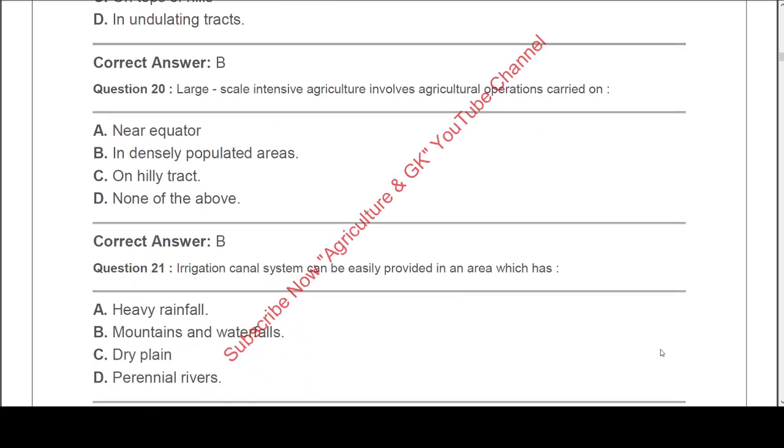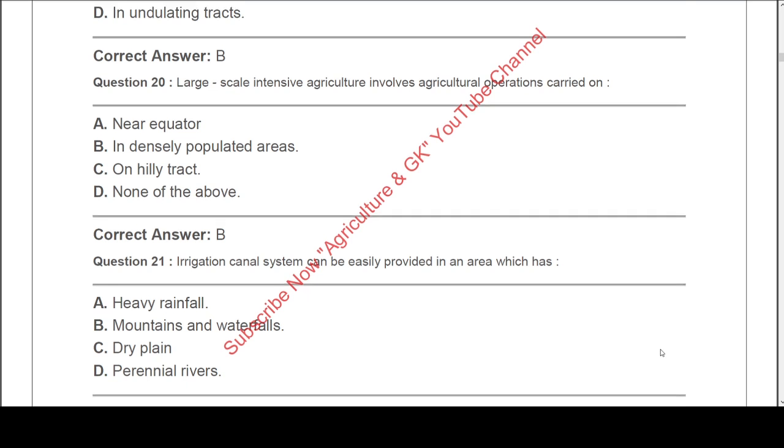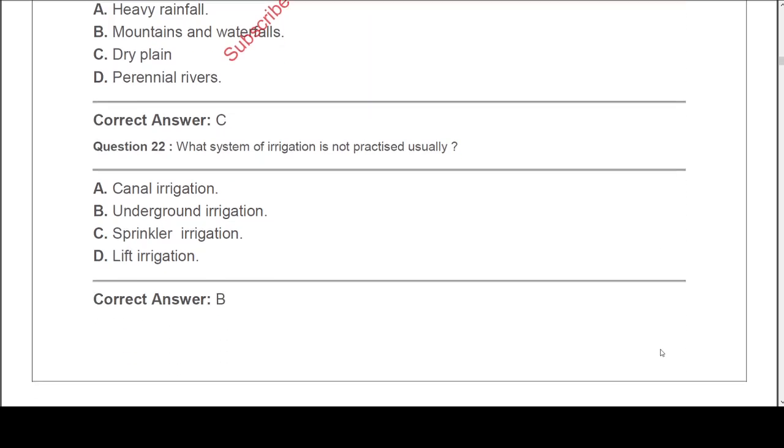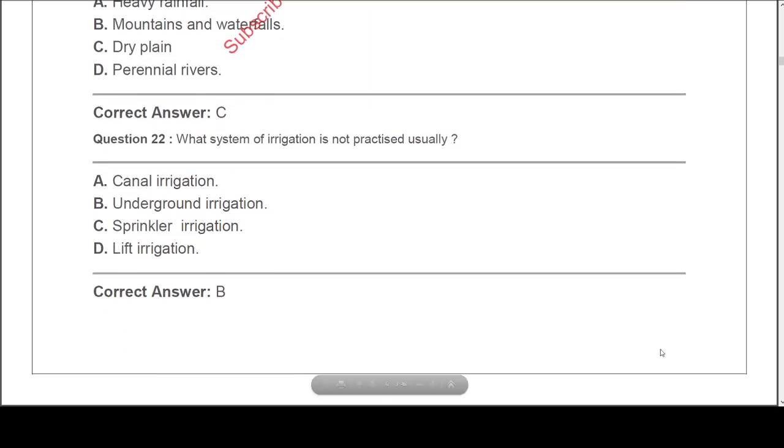Large-scale intensive agriculture involves agricultural operations carried on in densely populated areas, option B. An irrigation canal system can be easily provided in an area which has, option C, dry plain. What system of irrigation is not practiced usually? It is underground irrigation, option B.